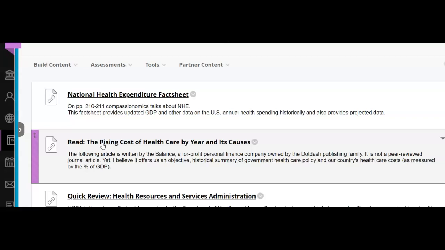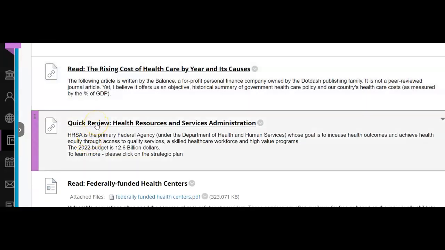Which healthcare policy programs were changed or started, etc. So it's an interesting read. And then here's just a one-page website that I want to remind you of.